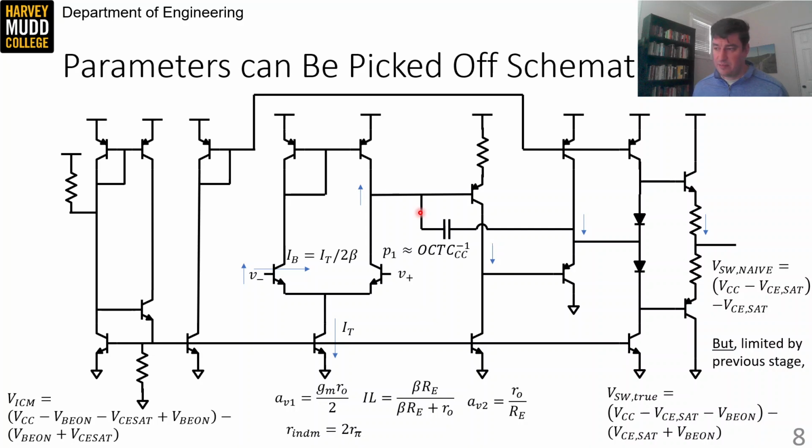In this case, the left plate is going to see ro over 2 from the differential to single-ended stage to ground, and beta re from the gain stage to ground, so the parallel combination of those two values. And the right plate is going to see ro of the active load and 1 over gm from the emitter follower.